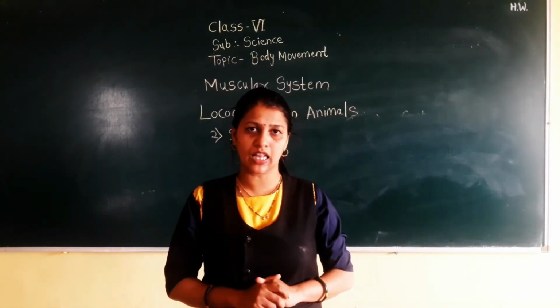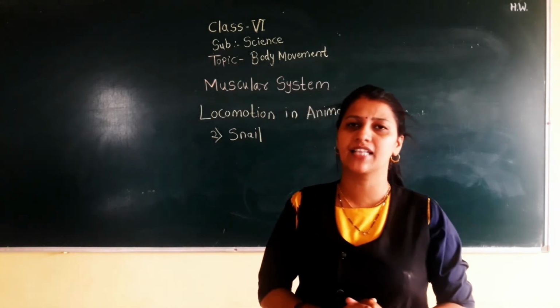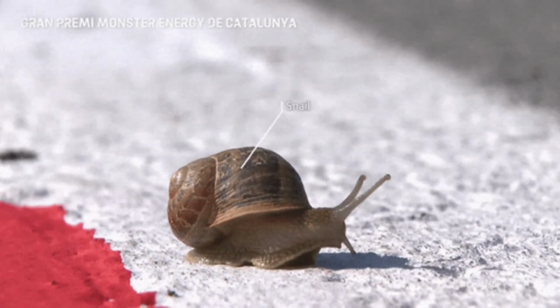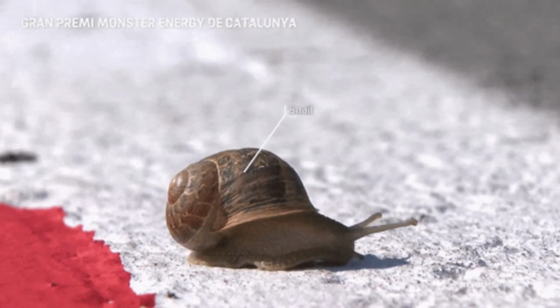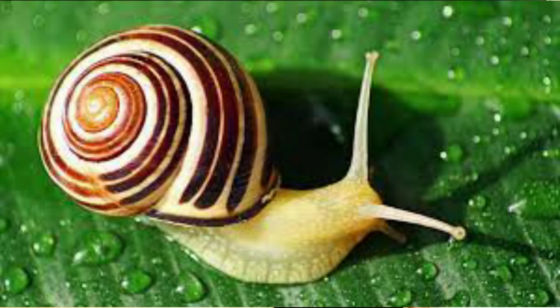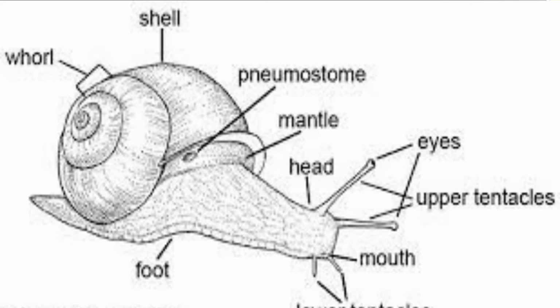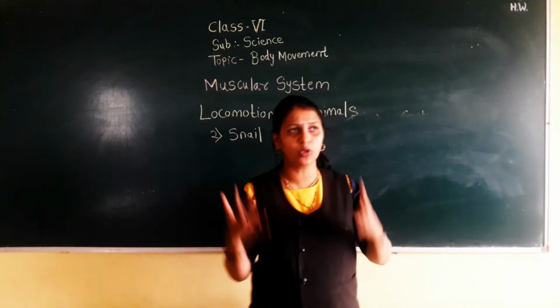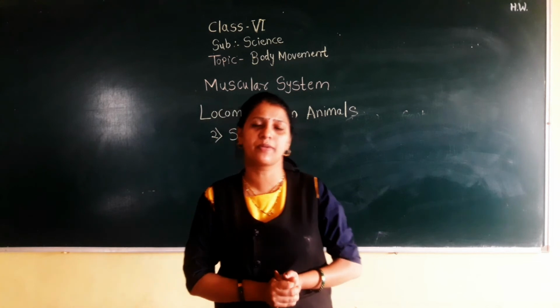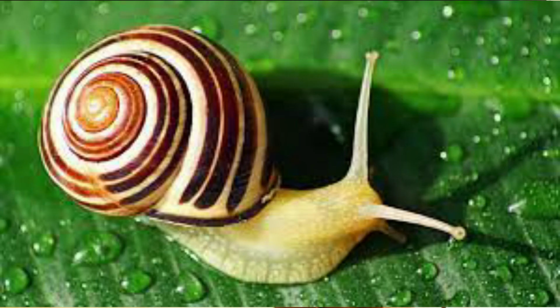Now look at this snail. Observe the snail. The foot of the snail has strong muscles. The foot produces a slimy substance called mucus, which reduces the friction between the foot and the ground.